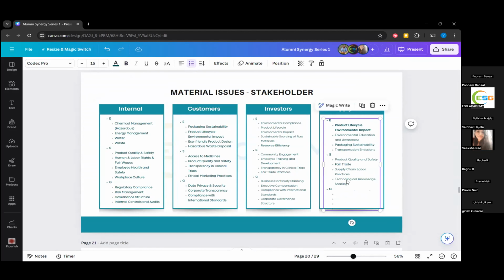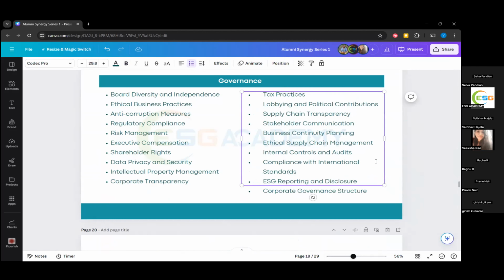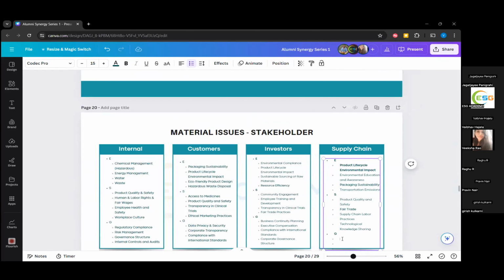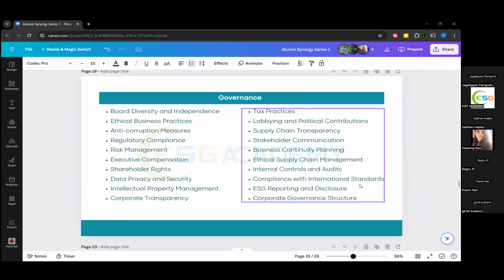Governance. Last topic. Yeah, BCP is important. BCP, business continuity plan. Ethical supply chain management, yes. Okay. Supply chain transparency, I mean, everything is there. Ethical will more or less be a little part of that. Any other topic, maybe? Again, supply chain, again, international standards. International standards, compliances to that. Okay.